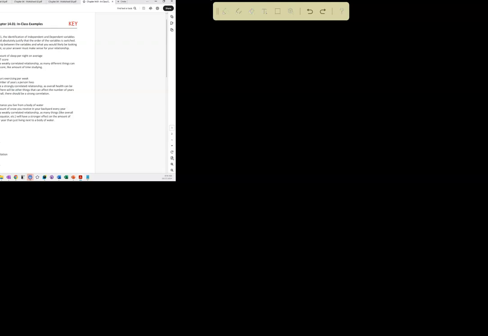All right, the distance you live from a body of water and the amount of snow you receive in your backyard every year. The distance you live from a body of water. Good. And the level of correlation here? Well, this is the Michigan bias. It's weak.